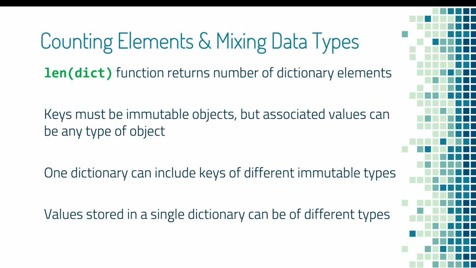Now, keys must be immutable objects, but the associated values can be of any type. What that means is the key can be a number, the key can be a string. It has to be something that's immutable, something that's not going to change. One dictionary can include keys of different immutable types, and values stored in a single dictionary can also be of different types. So if you have a dictionary of names or IDs or something like that, as long as they're immutable, it's fine. But the values can also be different as well.